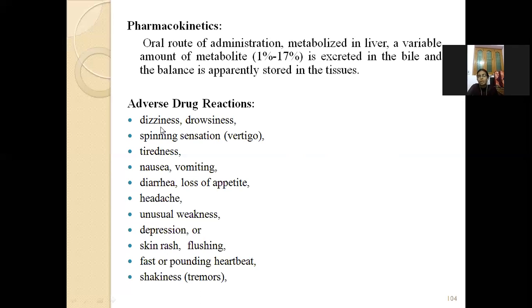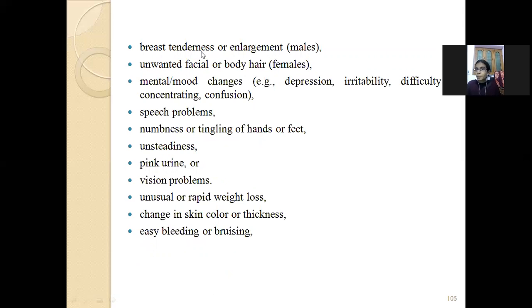Next, adverse drug reactions are dizziness, drowsiness, a spinning sensation, vertigo, tiredness, nausea, vomiting, diarrhea, loss of appetite, headache, unusual weakness, depression or skin rashes, flushing, fast heartbeat, tremors, breast enlargement in males, unwanted hair growth in females, mental or mood changes, speech problems, meaning the person can't speak properly, numbness or tingling of the hands or feet, unsteadiness, pink urine, vision problems, unusual or rapid weight loss, change in skin color or thickness, and easy bleeding or bruising.